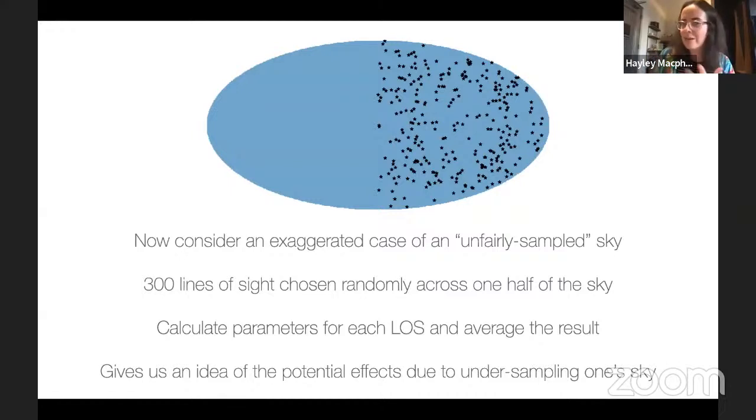Now we thought that even this randomly sampled sky was quite optimistic for some of our low redshift observations. So we wanted to consider a really exaggerated case of an unfairly sampled sky and see just how much this might bias some of our low redshift measurements. Instead, we took this very extreme case of considering, again, 300 lines of sight, but only chosen randomly across one half of the sky. It's the same half for all observers. Then we calculated these parameters for each line of sight and averaged the result.